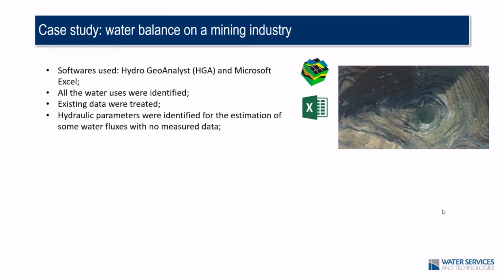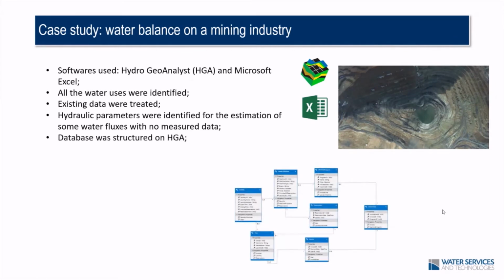Hydraulic parameters were identified for estimation of some fluxes that had no measured data. For example, water that would go inside some water dams and from some small rivers. On these small rivers, we didn't have any kind of measurements of flow data. On these particular points, we needed to identify some hydraulic parameters to estimate the quantity of water.